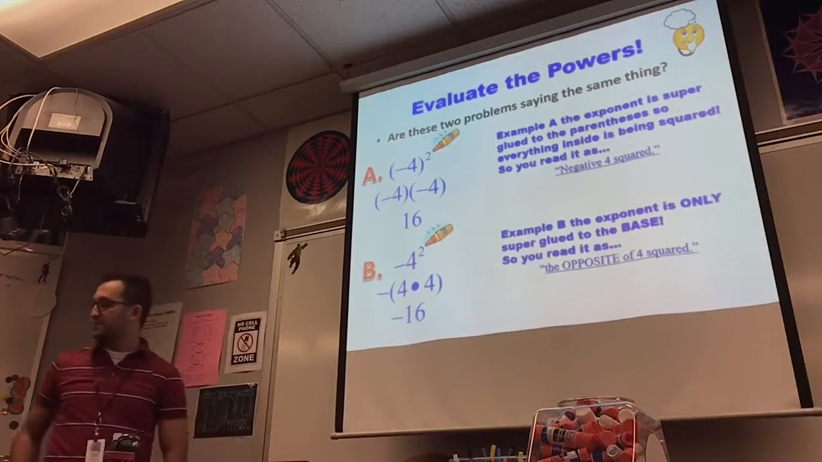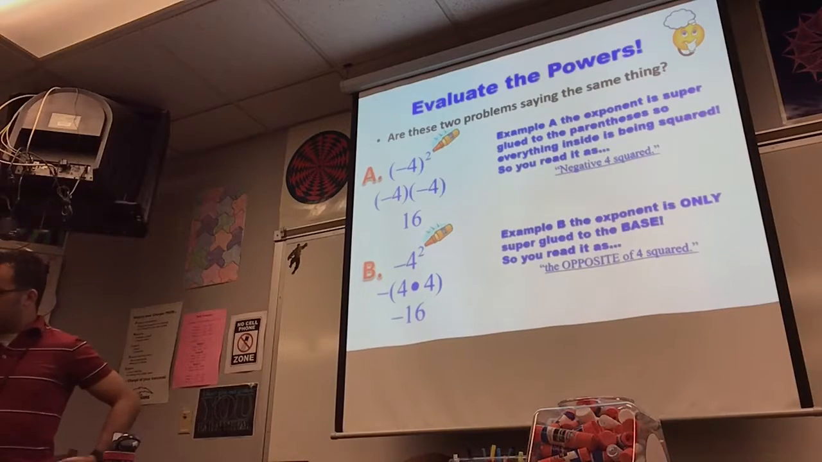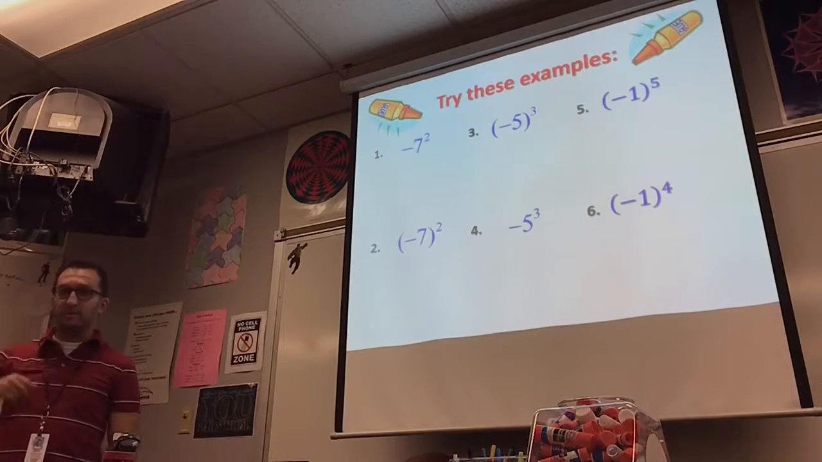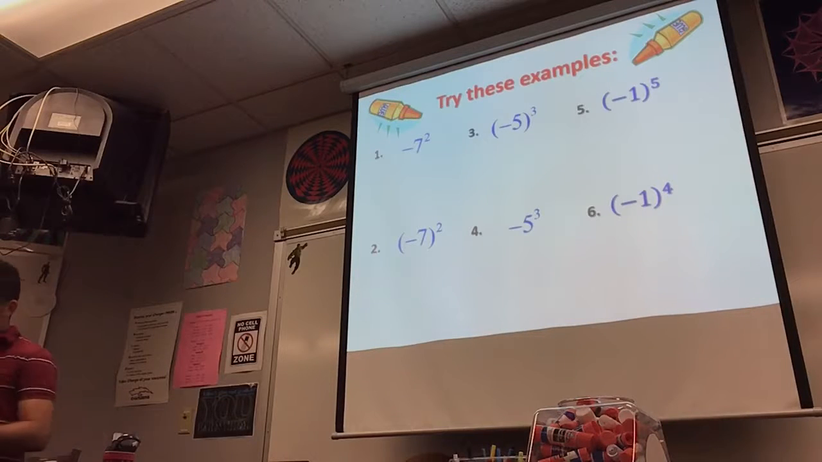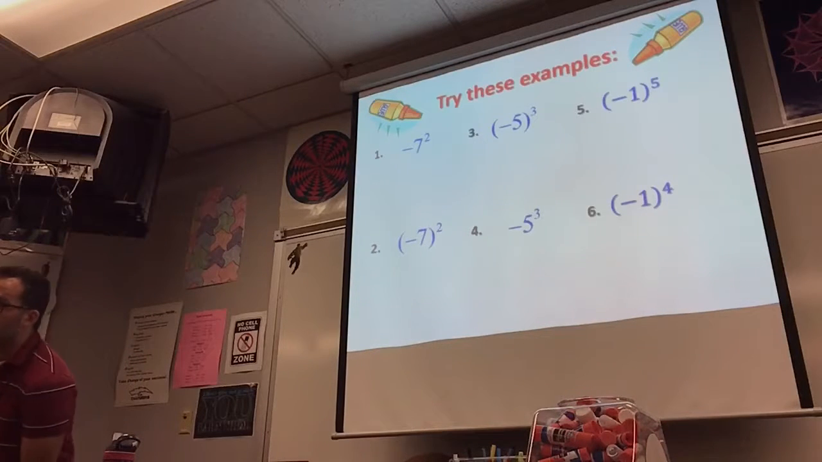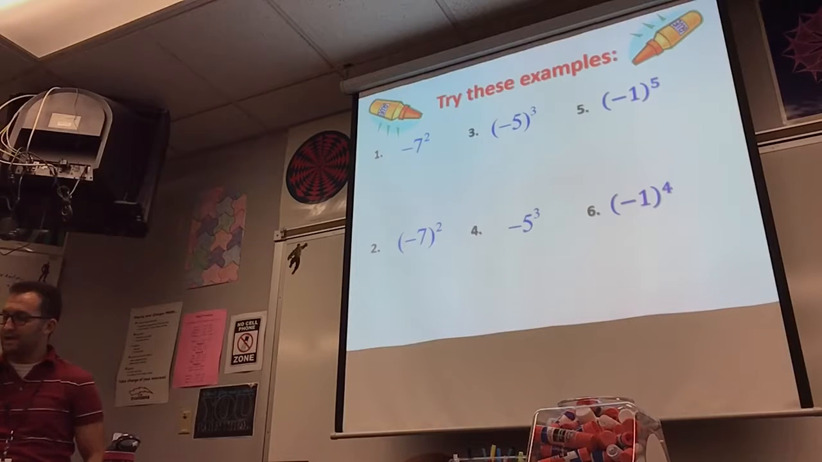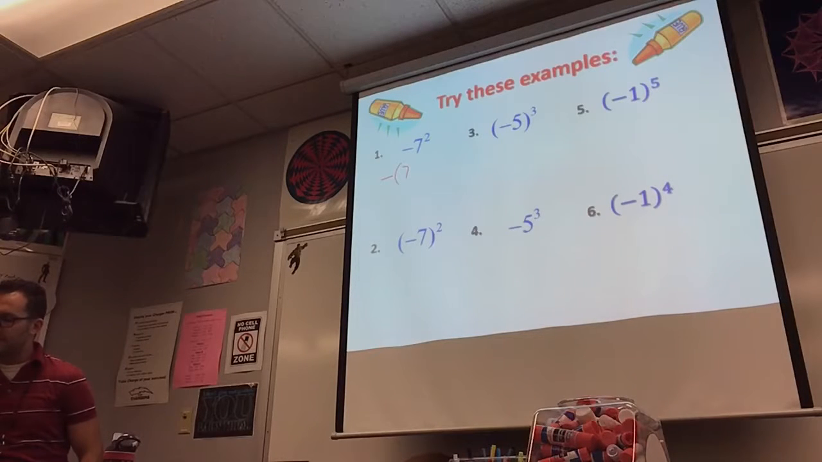Let's draw a line and try some more. Those were the two main examples that we're going to reference. Here we go. We'll go through these fairly quickly because we're going to make some conclusions at the end. So on number 1, what's the exponent glued to? 7, not the negative. So it goes negative 7 times 7, which is negative 49.